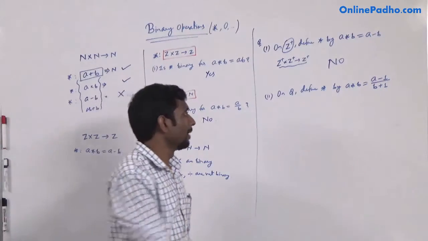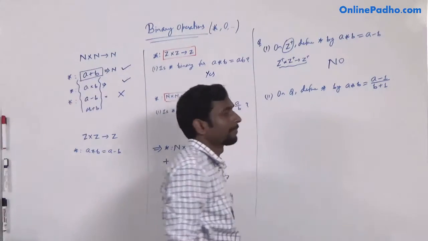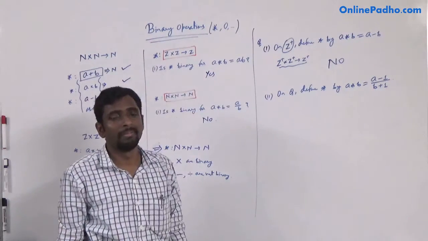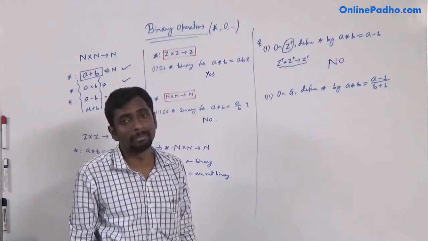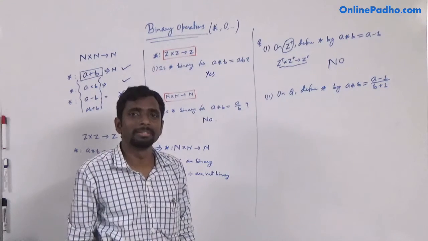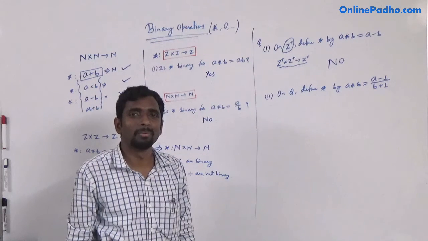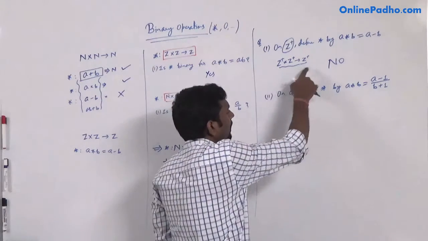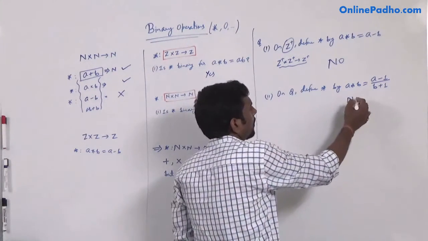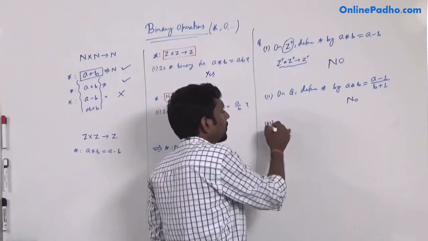Not sure. Why? Because if we consider B as minus 1, that cannot give a rational number because it is not defined. The denominator is 0. Here the result is not a rational number, so Q star Q tends to Q fails. So this is not a binary operation.